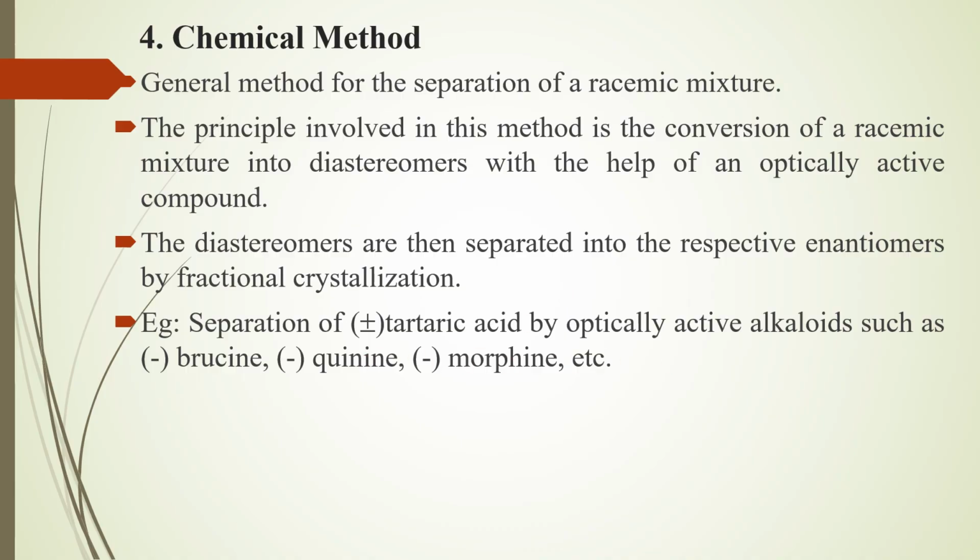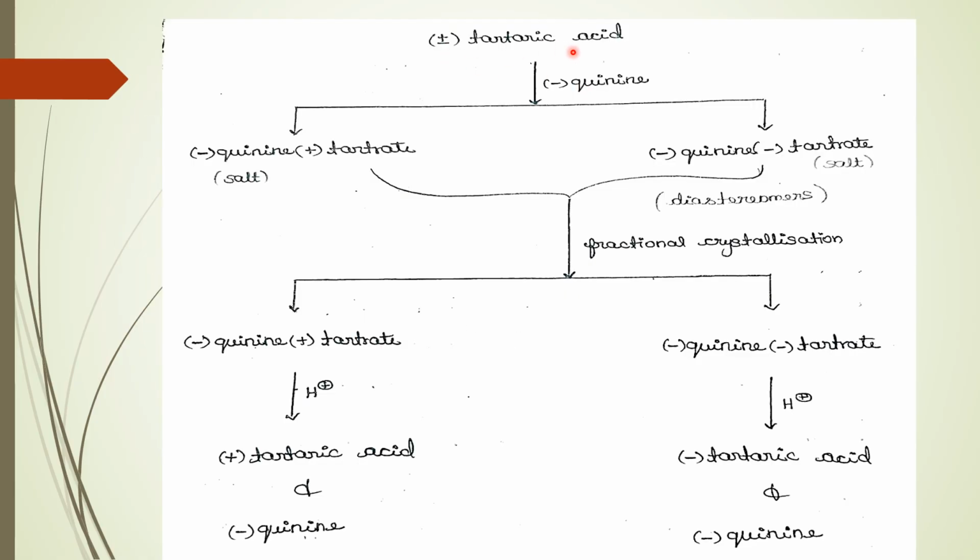Example, separation of plus or minus tartaric acid using minus Q9. Minus Q9 is also optically active. Plus or minus tartaric acid is a racemic mixture. When the plus or minus tartaric acid is treated with the minus Q9, it is converted into diastereomers. That is minus Q9 plus tartrate and minus Q9 minus tartrate. Then these diastereomers are separated by fractional crystallization.